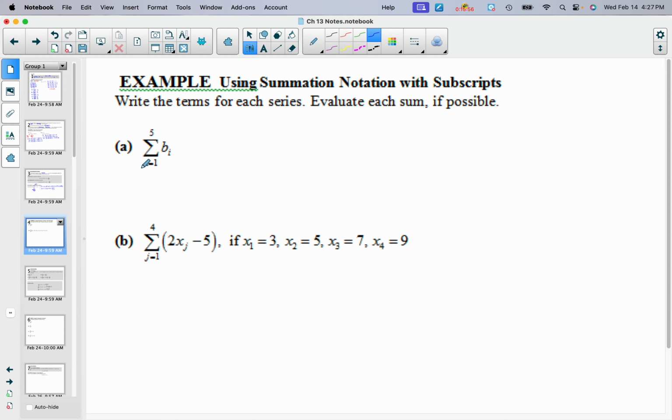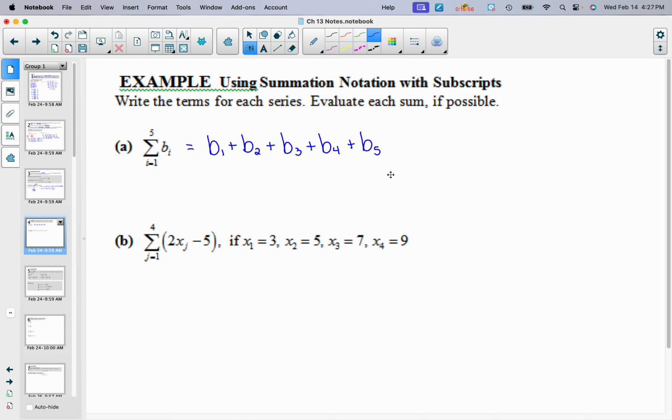However, the calculator won't help you on this one because we're asked to write the terms for each series and evaluate the sum if possible. But notice here, I don't actually have the value. I'm just being told to plug in, so all I can do is plug in a 1. So I get b sub 1. Then I plug in a 2, and remember, I'm adding them all up, so I get b sub 2. Then I plug in a 3, b sub 3, and then a 4, and then a 5. But I can't evaluate it because I wasn't actually given an expression or anything that I can evaluate. So that's actually the answer.